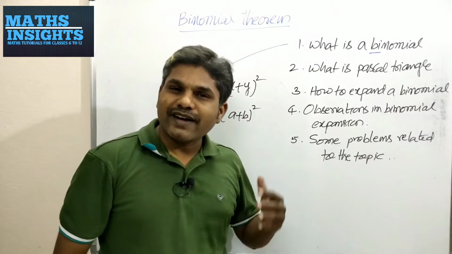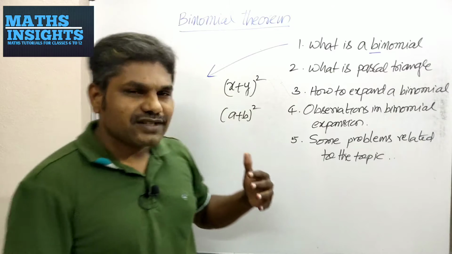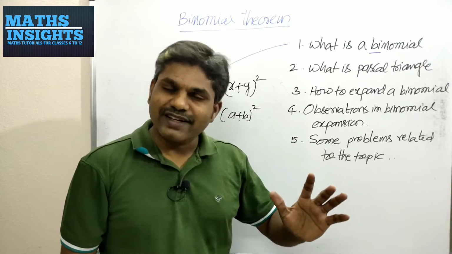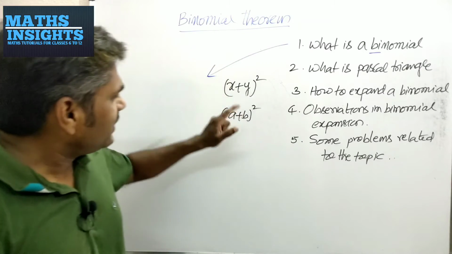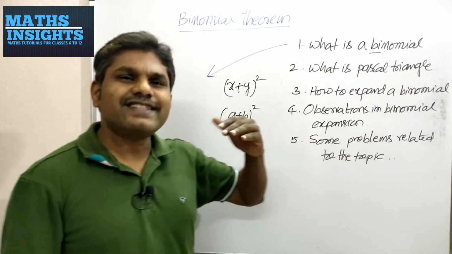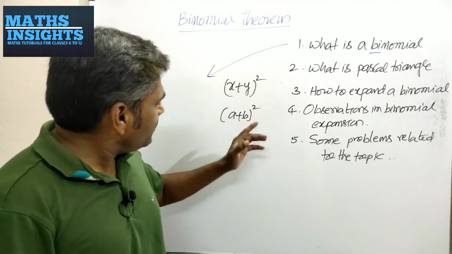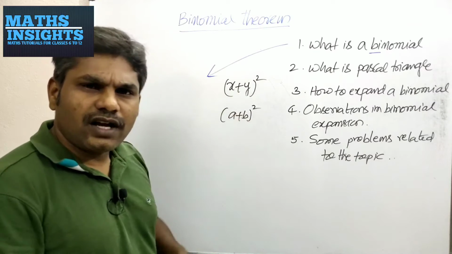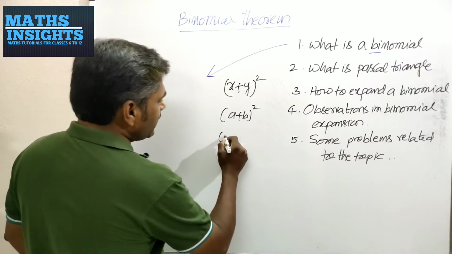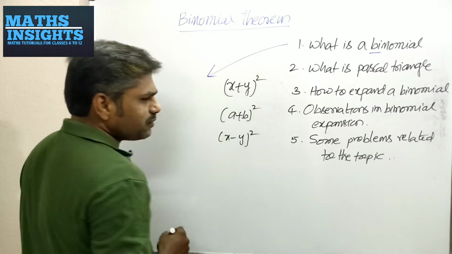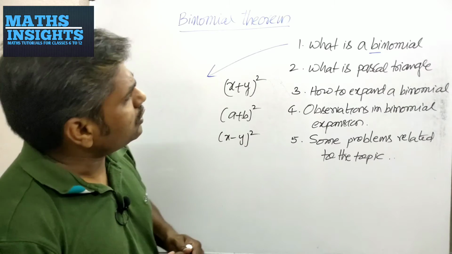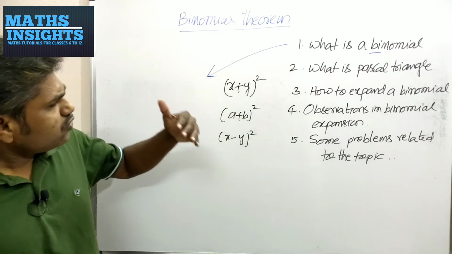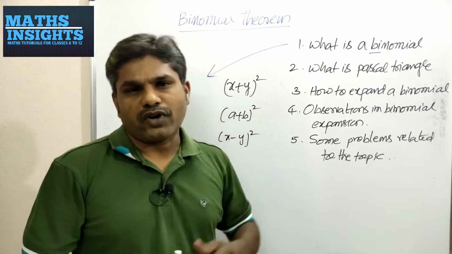You may have written the formulas for this number of times in your previous classes, is it or not? It's very easy also. Here x and y are dissimilar terms, a and b are also dissimilar and they are separated by plus. Otherwise you may write x minus y whole square also. This is called a binomial. Now, how to expand a binomial is very important.